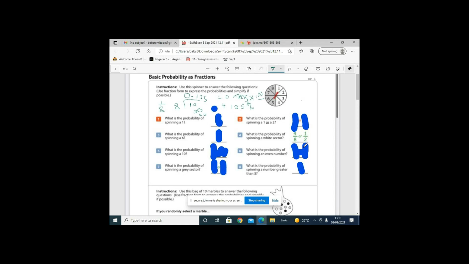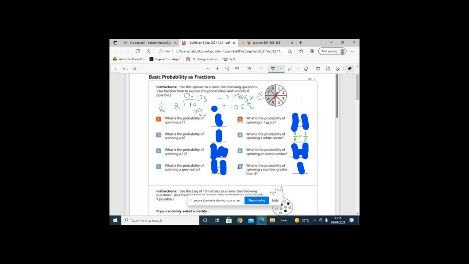Placidia, any question? Yes, I understand. Can you help me do question 2? The probability of spinning a 1 or a 2. So a 1 or a 2 is 2 outcomes, because there's a 1 and there's a 2. So it's going to be 1 over 8 and 2 over 8.